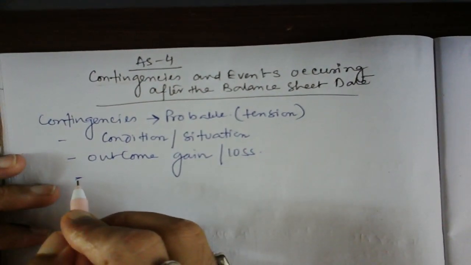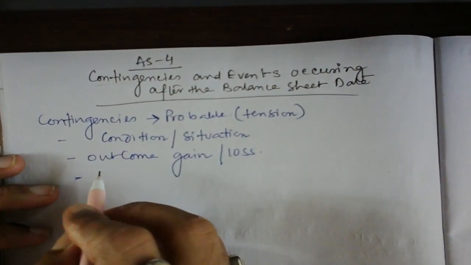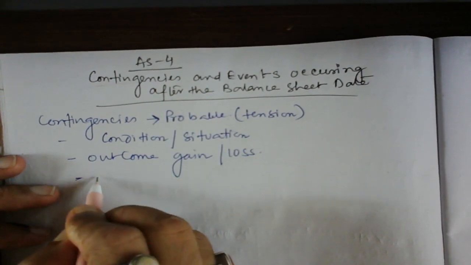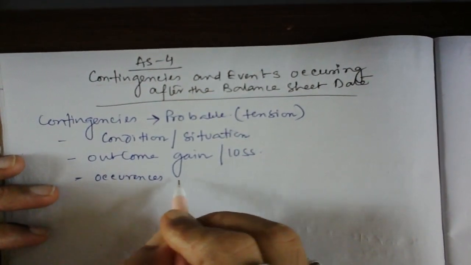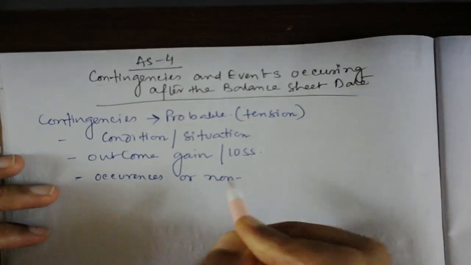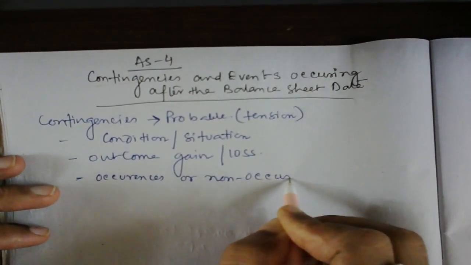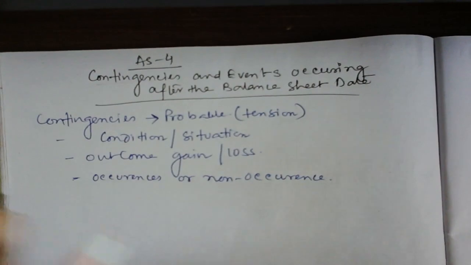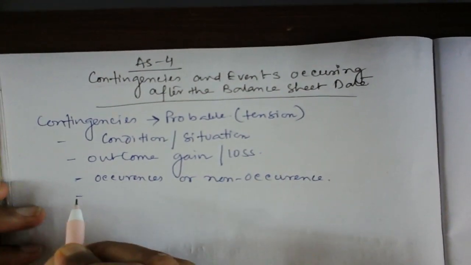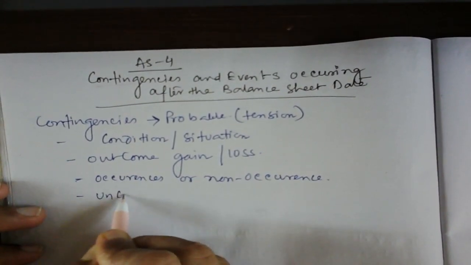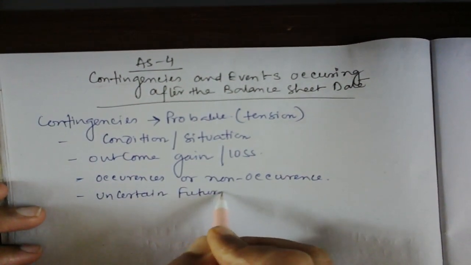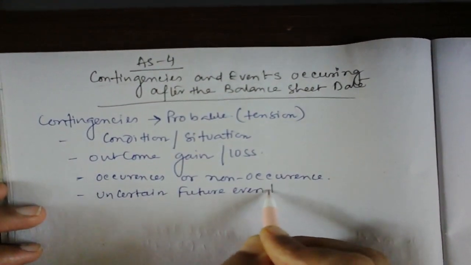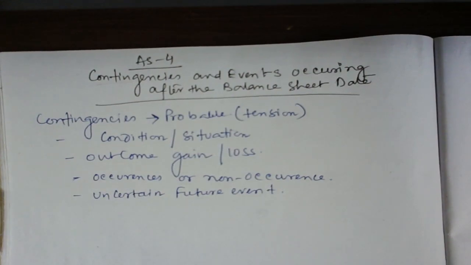And the third thing is occurrence or non-occurrence. Definitely, contingency depends on some happening, occurrence or non-occurrence. Either it will happen or it will not happen. And the last one is that it is obviously an uncertain future event. We don't know about the event that is going to happen. It's truly an uncertain future event.